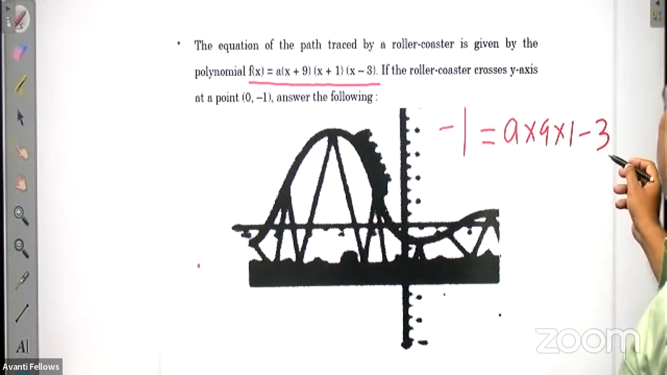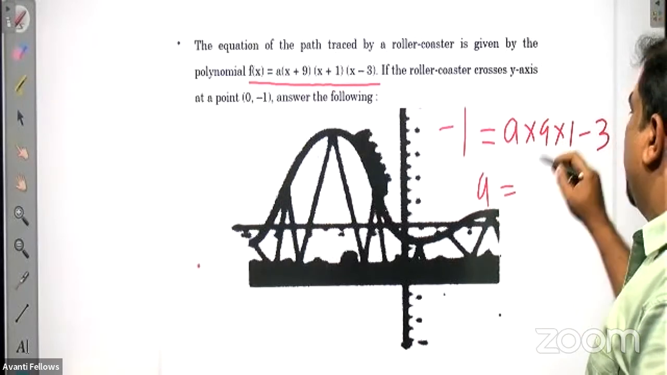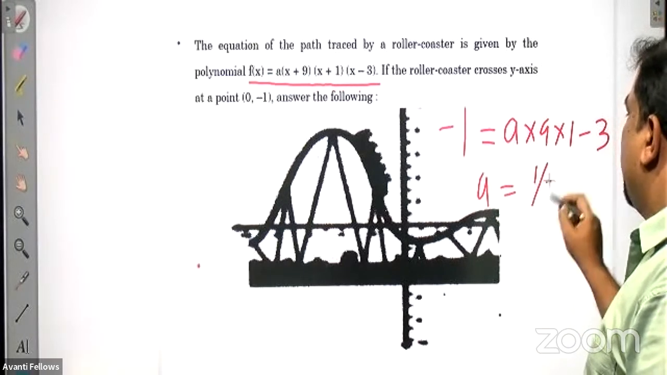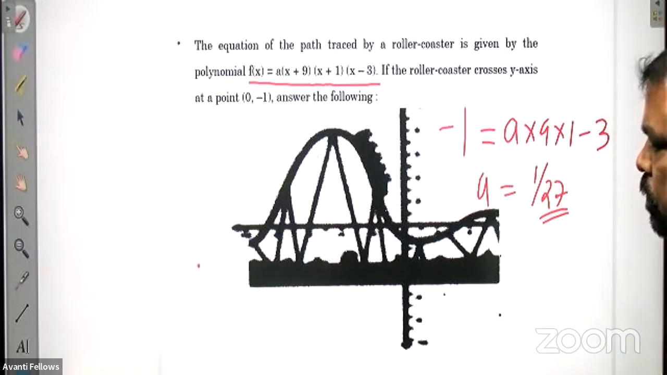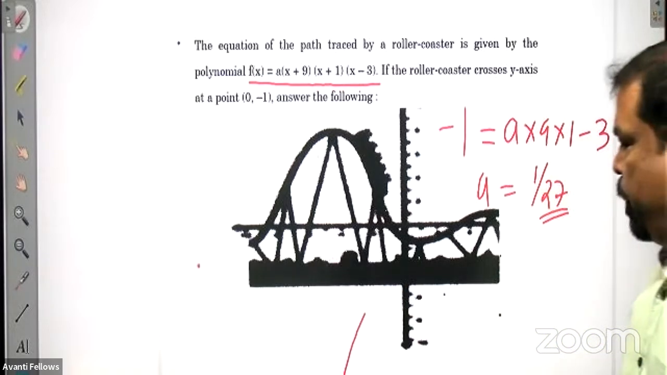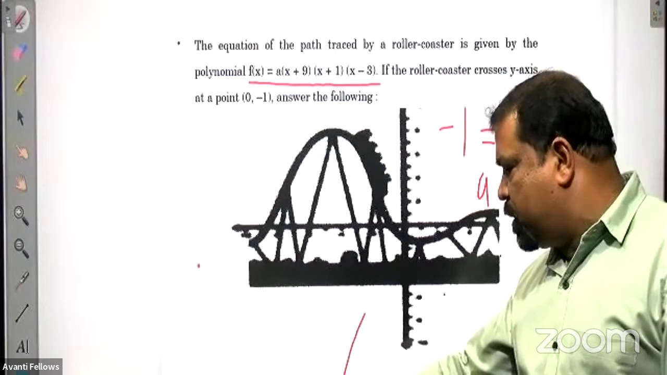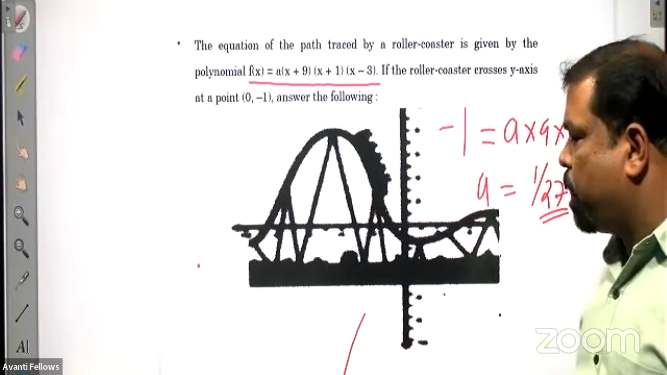So 9 into minus 3 is minus 27, and so a is equal to minus 1 by minus 27, that is 1 by 27. That's the first part, find the value of a. Now, the second part is find f double dash x at x equal to 1.